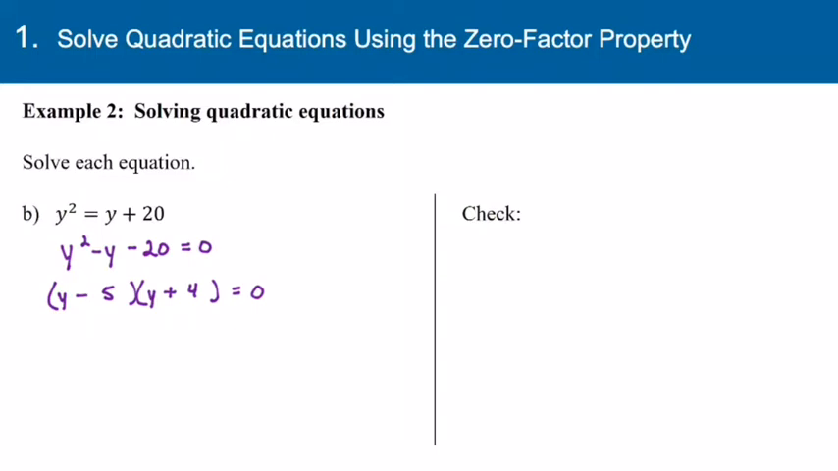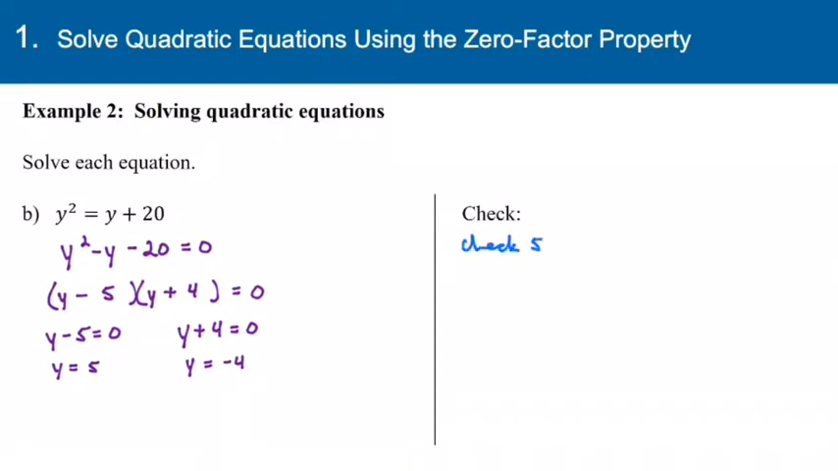Okay, now if this times this equals 0, either y minus 5 equals 0 or y plus 4 equals 0. If y minus 5 equals 0, then y is 5. And if y plus 4 equals 0, then y is negative 4. So those would be our two solutions. Let's check each of them.